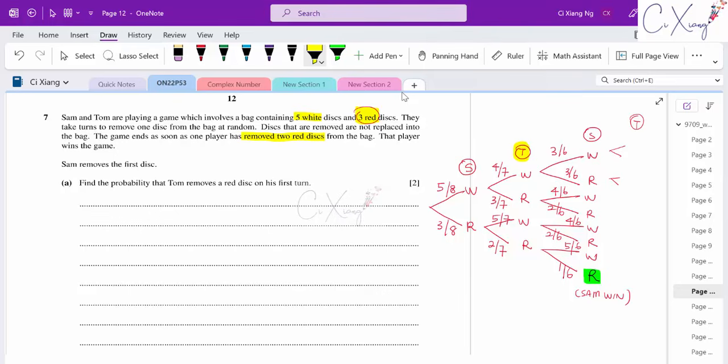So to remove a red disc, I have two possible pathways. This is the first one, as you can see, where Tom gets the red disc. Another pathway will be the green color one, where Tom gets the red disc. Okay, so to get the probability, I need to multiply them together and add each other. So I'm having Tom remove a red disc on the first turn.